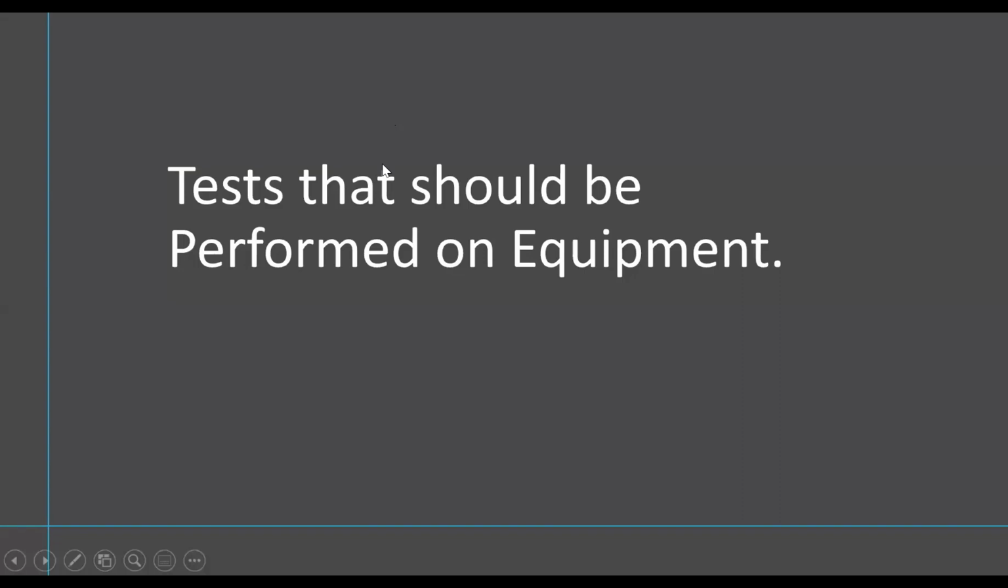So, tests that should be performed on equipment. The standard has two references. It states should, which means you have a choice, and it says shall, which means must. Lots and lots of areas of the standard say that. And people say, oh, you can't do that, it says you should do this. No, it should. You have a choice. It's only when it says shall that you must do it.